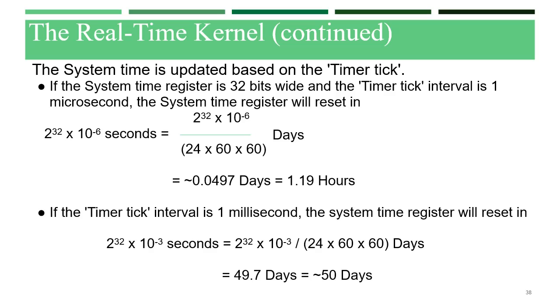The system time is updated based on timer tick. If the system time register is 32 bits wide and the timer tick interval is 1 millisecond, the system time register will reset in 2 to the power 32 into 10 to the power minus 3 seconds.